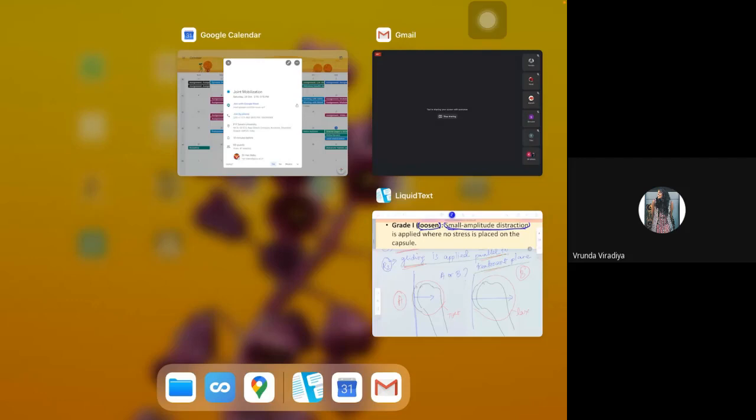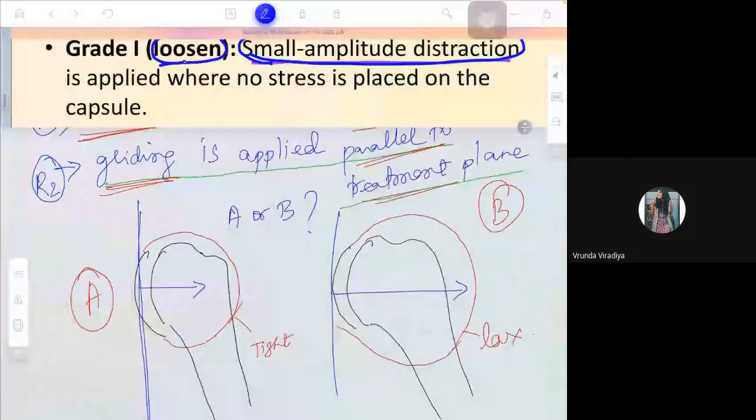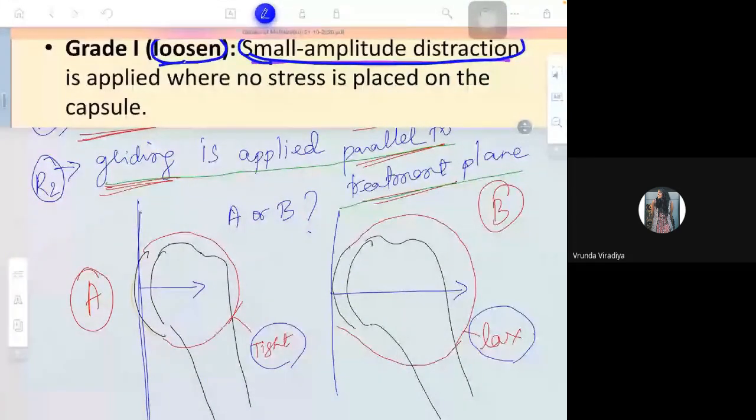Here the capsule is tight. Here the capsule is lax. Which one will allow you to distract more? A or B? Sir, B. Because here the capsule is lax. Why are you taking so much time to give this simple answer? Okay.